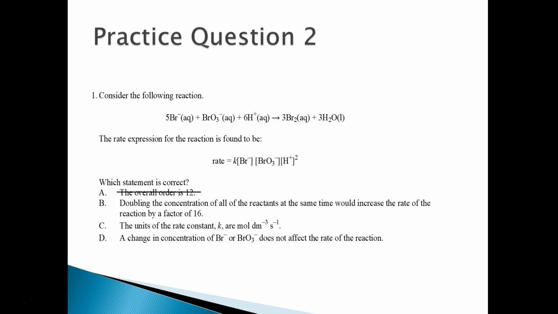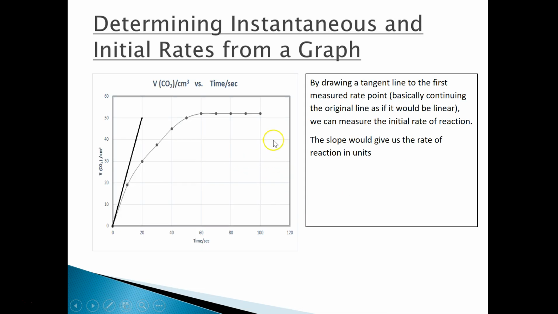Well, again, we'll talk more about how to derive those units in class, but moles per liter per second is actually the unit for a first order reaction, so that is not correct. Finally, choice D says a change in concentration of bromide or bromate does not affect the rate of the reaction. Well, that is not true because both of those species are in the rate law. So indeed, the answer is choice B.